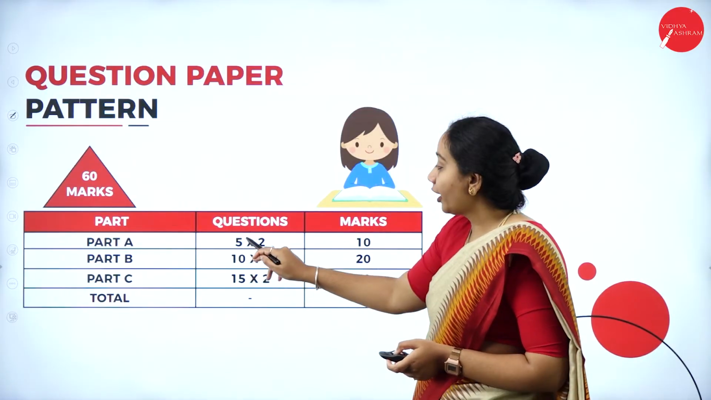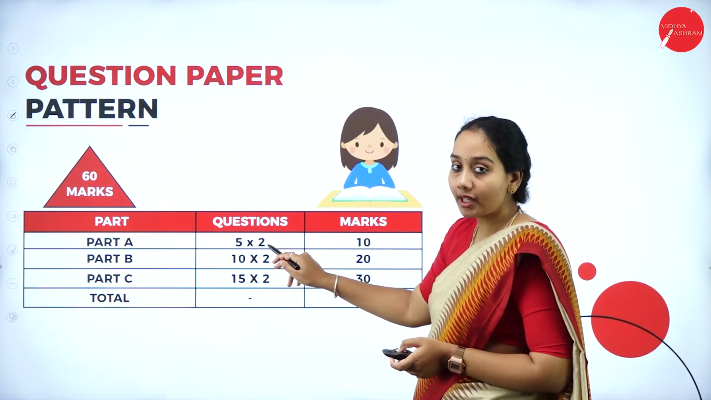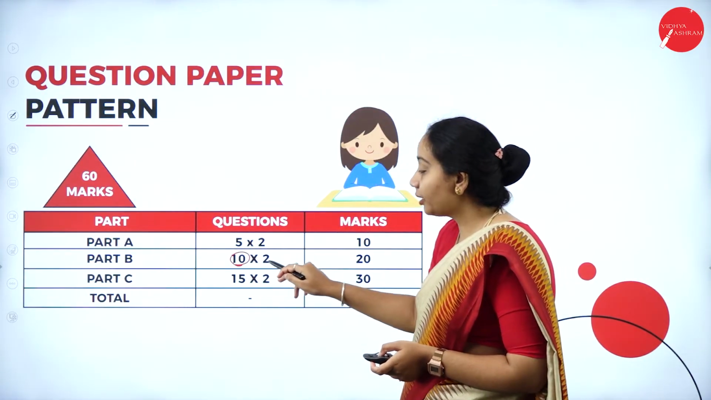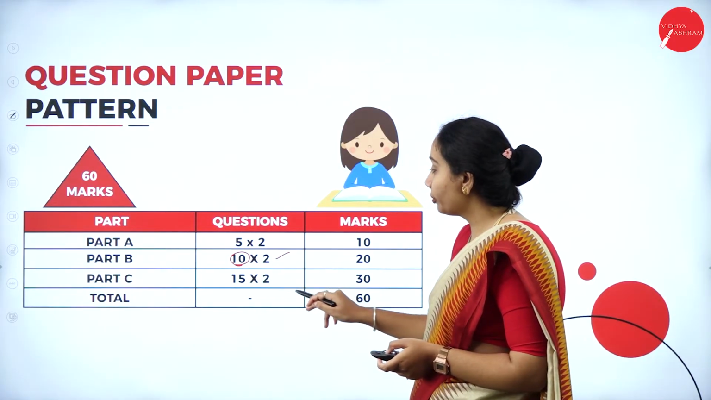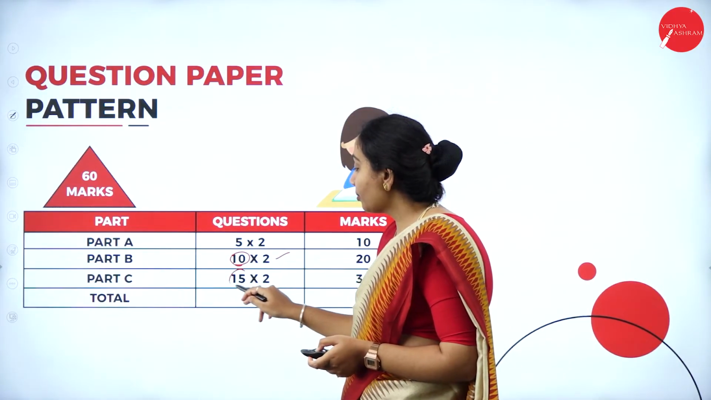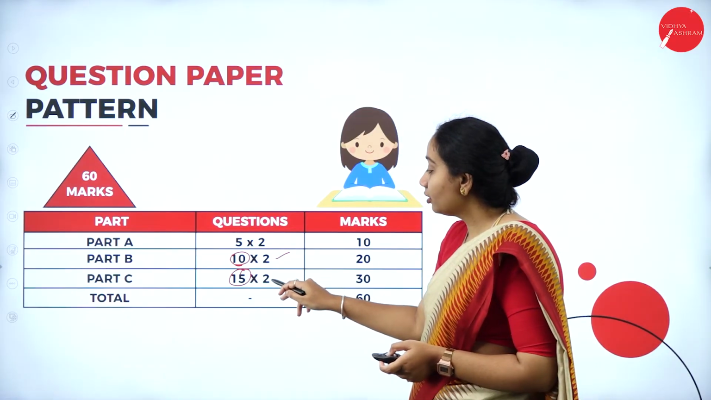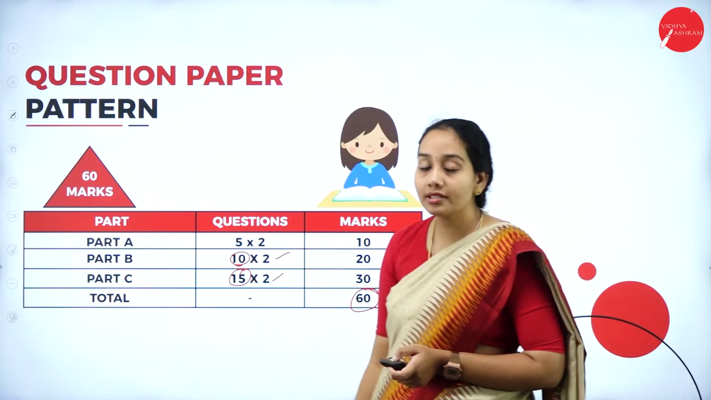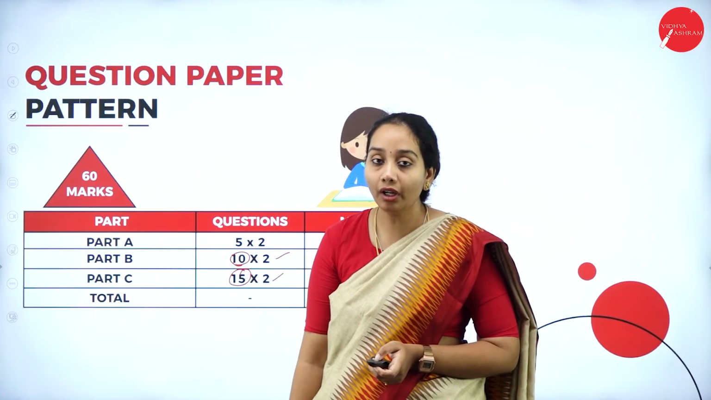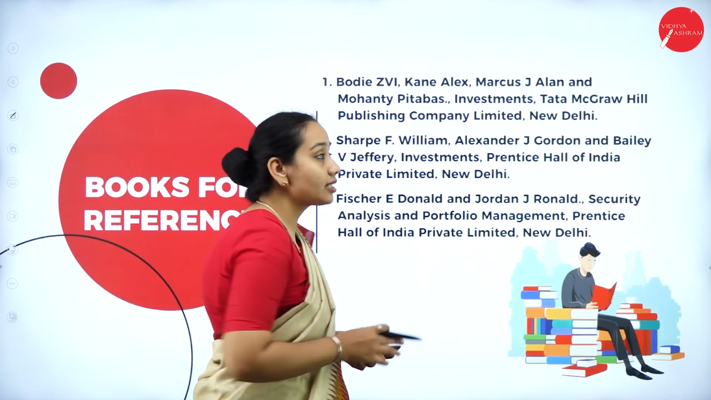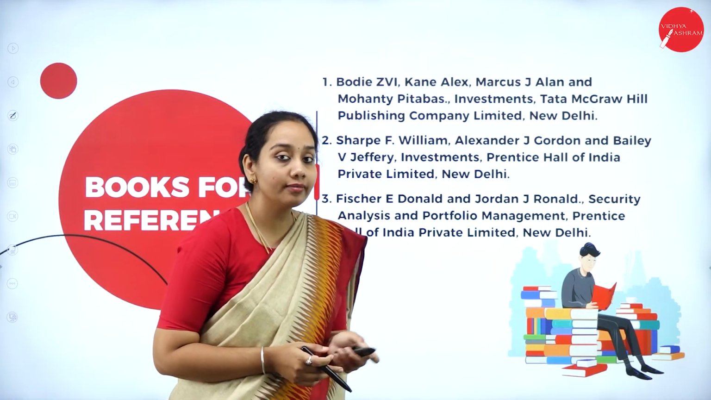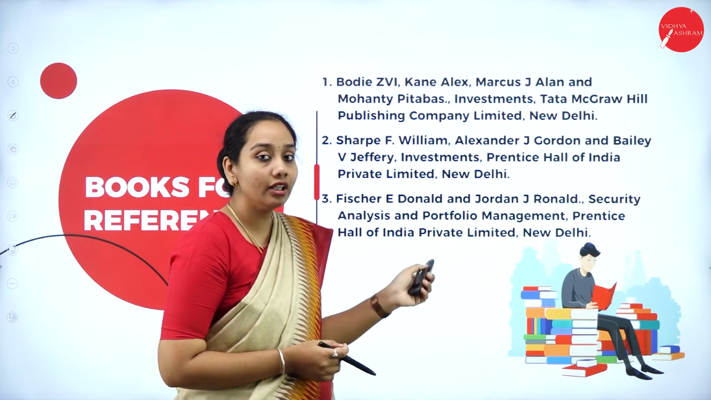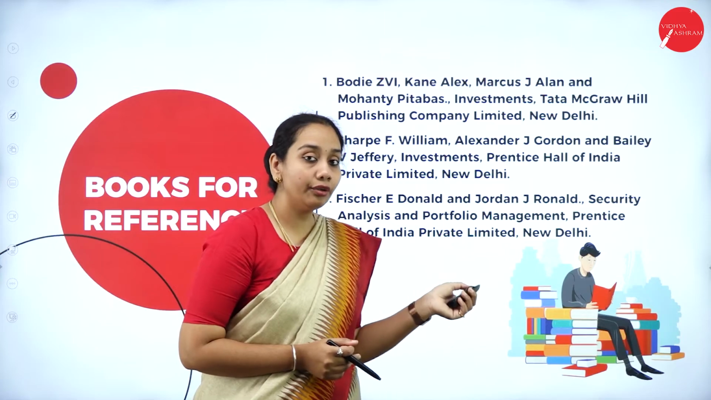So Part A, 5 questions you should answer, and each question carries 2 marks. Part B, 10 marks, and you should answer 2 questions. Part C, 15 marks, and you should answer 2 questions. So totally 60 marks. 40 marks is for the internals and 60 marks is for your written examination. These have been prescribed by the University of Mysore. You can look at the screen and take a note of this.